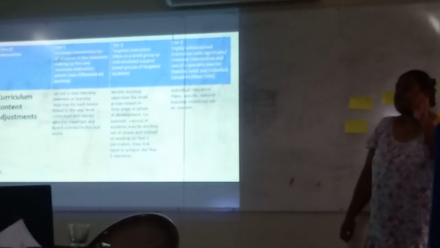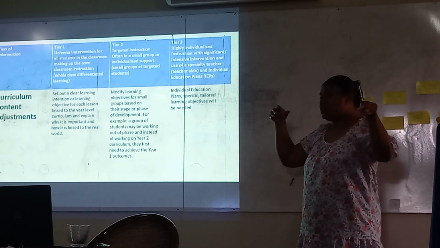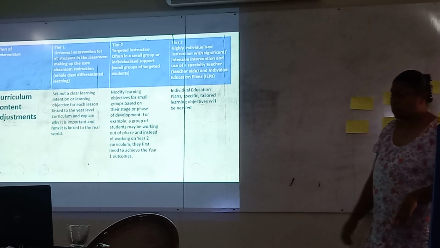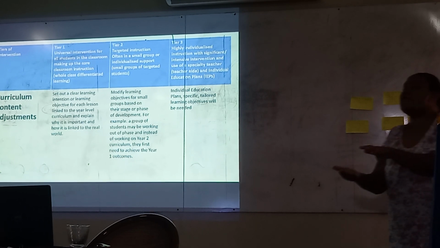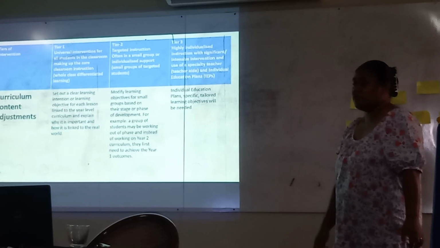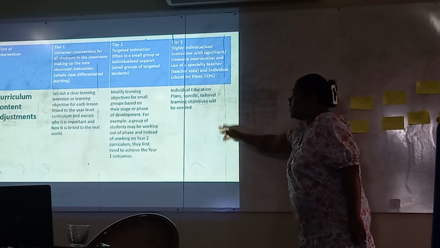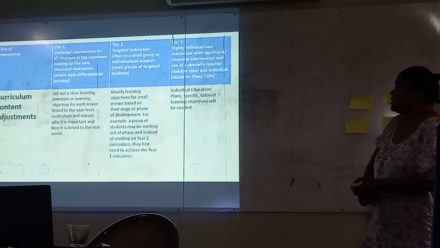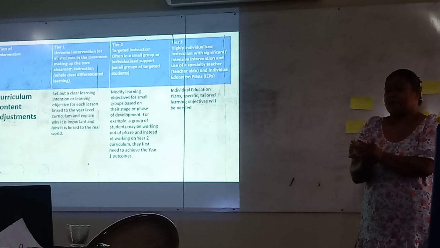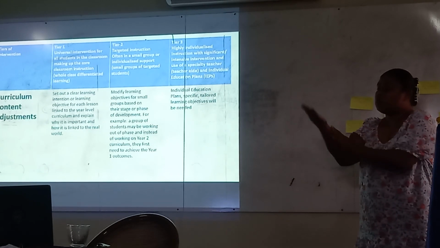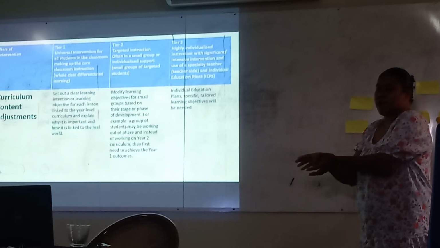Differentiated teaching. Students in mainstream schools, in regular schools, the curriculum that's used there is also used in special schools as well, but at a much slower pace compared to regular schools. And then for Tier 3 students, when it comes to the curriculum content adjustments, they have individualized education plans. Right? So they have plans for each student that is in the class.